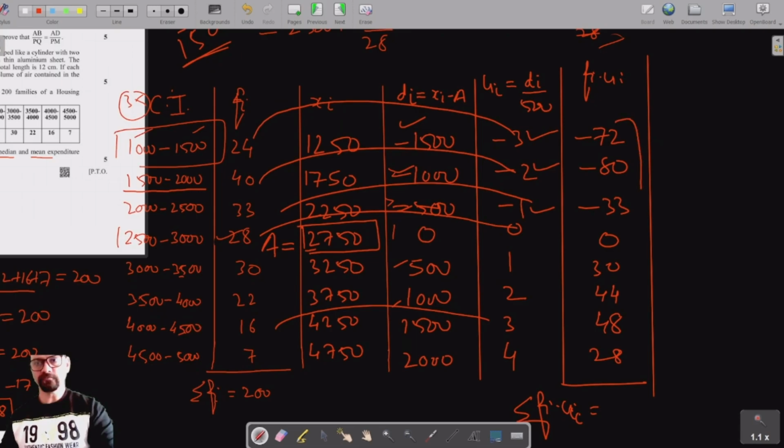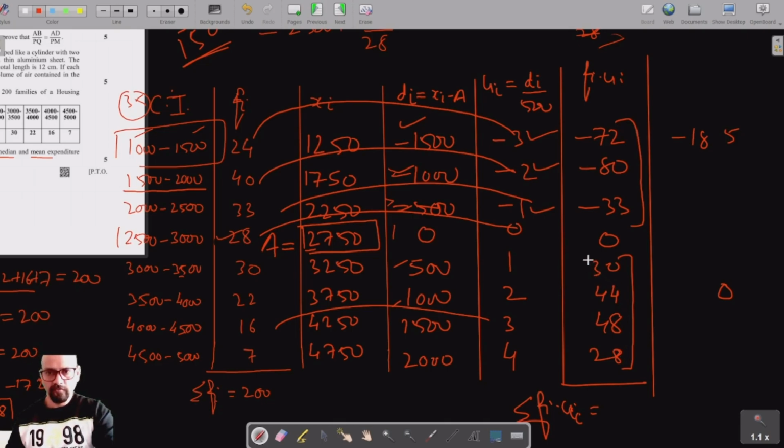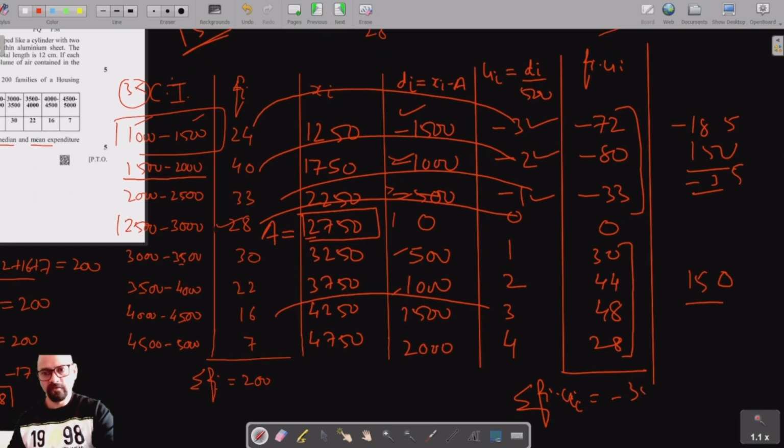So let's first of all add the negative terms, which gives us negative 185. This is 30, 8, 8, 16 plus 4 is 20, and 5, 4, 9, 4, 13, 2 is 150. So 150 will give us, this is negative 35. So this is negative 35.